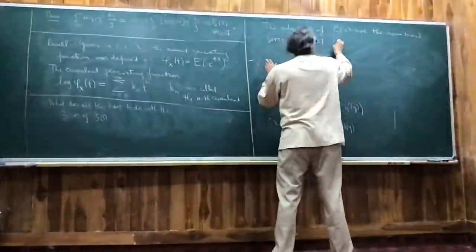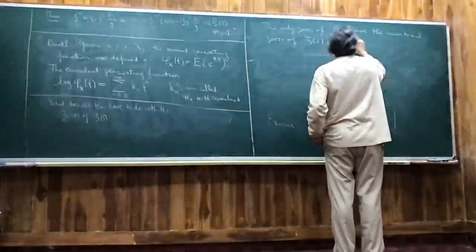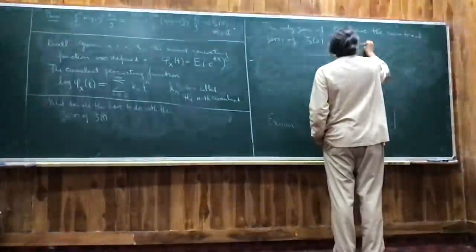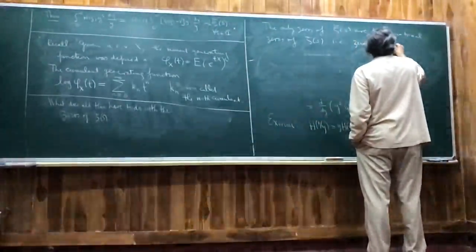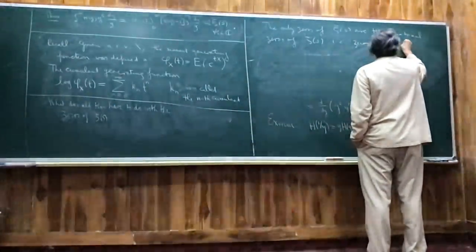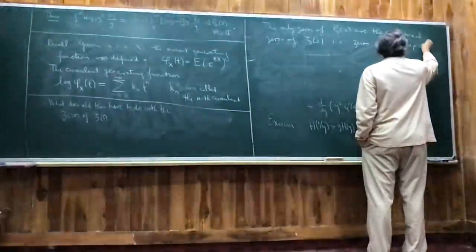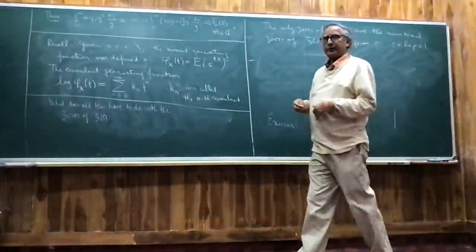That is, zeros rho such that the real part of rho is between 0 and 1. We know there are no zeros outside.